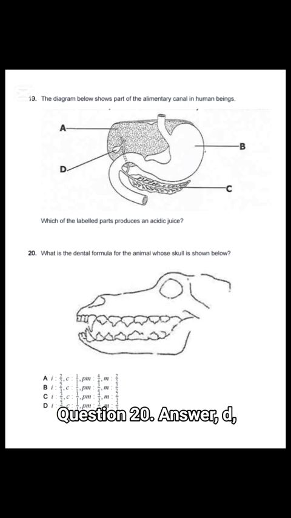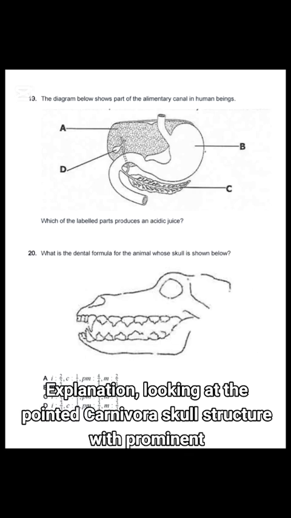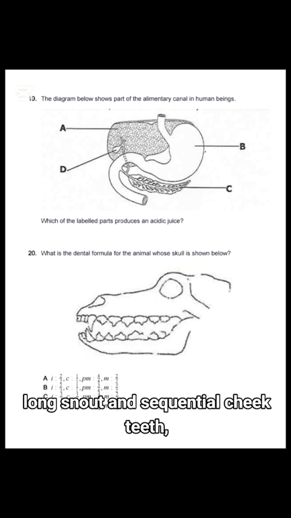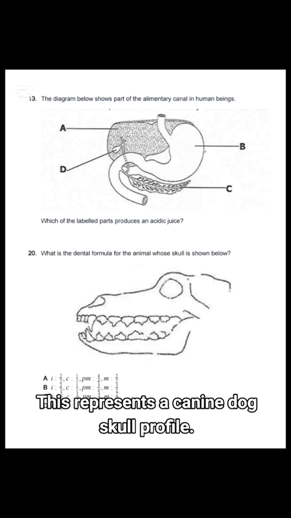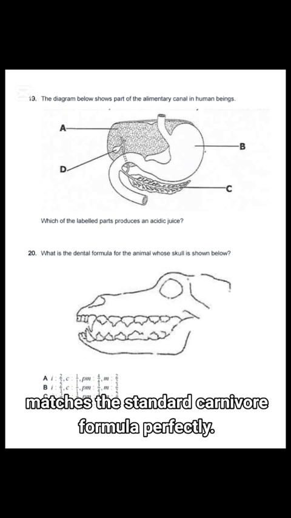Question 20. Answer: DI equals 3/3, C equals 1/1, PM equals 4/4, M equals 2/3. Explanation: looking at the pointed carnivorous skull structure with prominent, sharp canine teeth near the front, long snout, and sequential cheek teeth, premolars and molars, this represents a canid, dog, skull profile. Counting the visible structural teeth sets matches the standard carnivore formula perfectly.